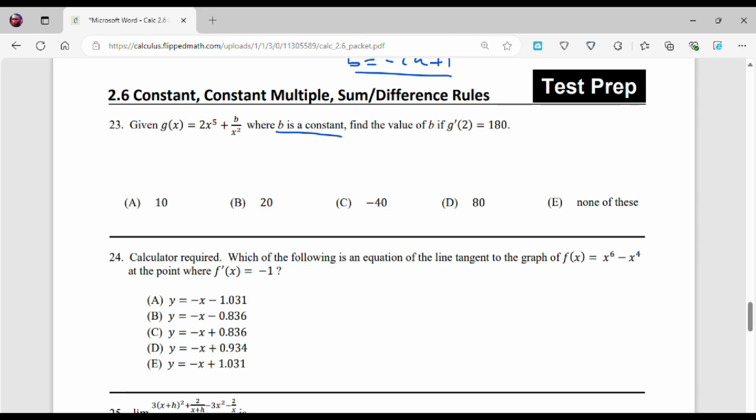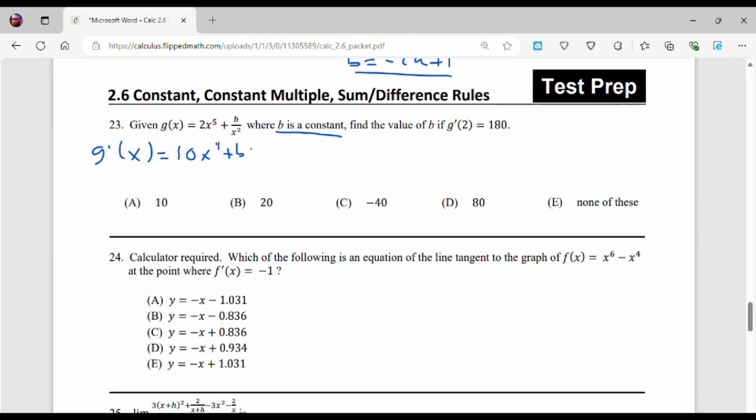Since we're given g prime of 2 equals 180, we know our x value, so we know x equals 2, and we know what our g prime of 2 is, so we're going to solve for b, right? But first, we have to find g prime of x. Power rule. 5 goes to the front. 5 times 2 is 10. 5 minus 1 is 4. Remember, b is a constant, so b goes to the front. 1 over x squared can be rewritten as x to the negative 2.